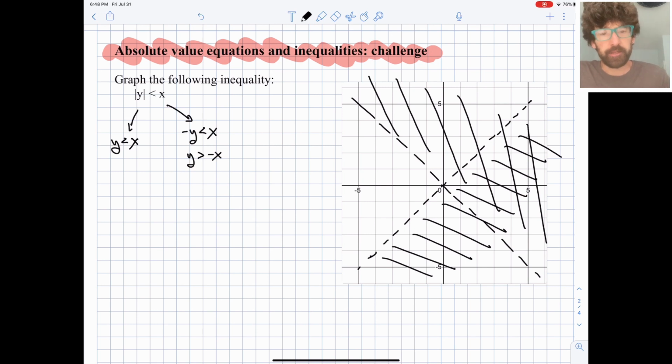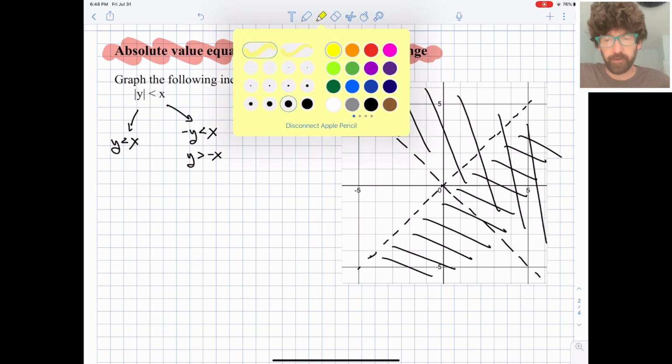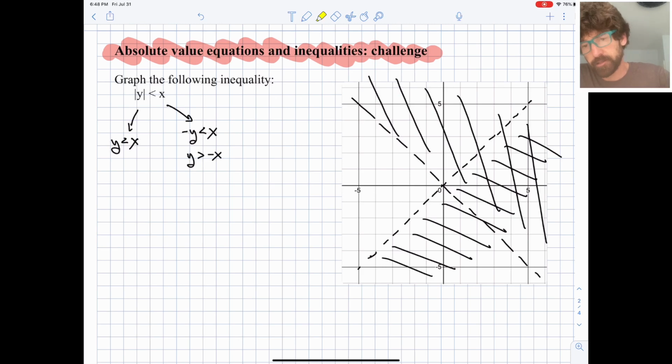When we graph something like this, what we really want to do is find the zone of overlap. That's going to be in this triangle zone on the right-hand side. So that's what it looks like our final solution is going to be. These dashed lines right here imply that points on those lines are not valid, because we're starting out with a strictly less than symbol right over here. So let's go ahead and graph it up on Desmos and see how we did.